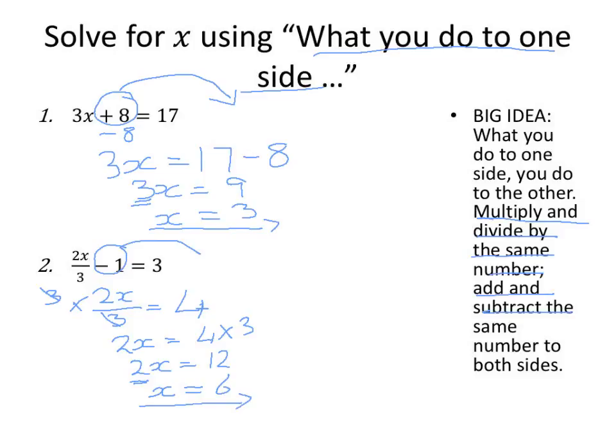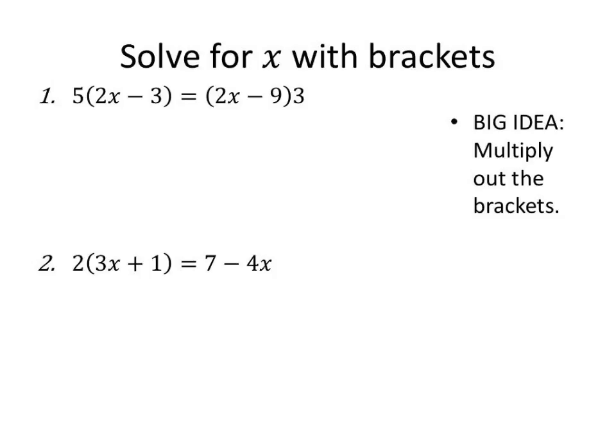Further, we can work with brackets. Very easy. Multiply out the brackets all the time. What's right next to the bracket is multiplied by what's inside the bracket. So starting on the left-hand side, 5 times 2x is 10x. And 5 times negative 3, a positive times a negative is a negative. 5 times 3 is 15.